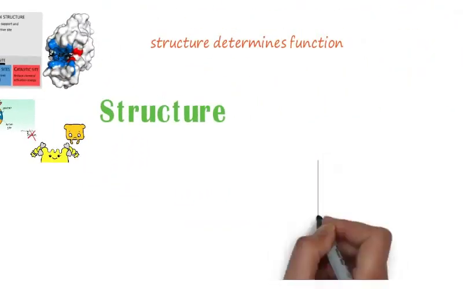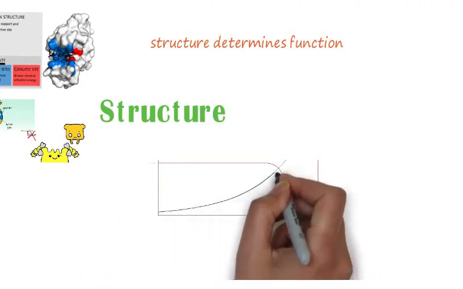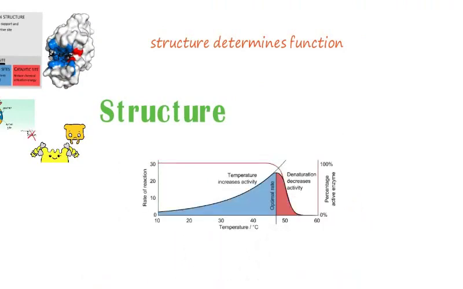Enzyme activity initially increases with temperature until the enzyme structure unfolds, or denatures, which determines the optimal rate of reaction.